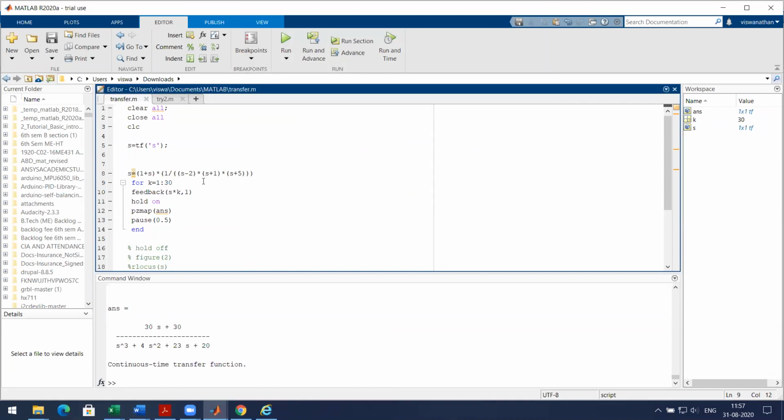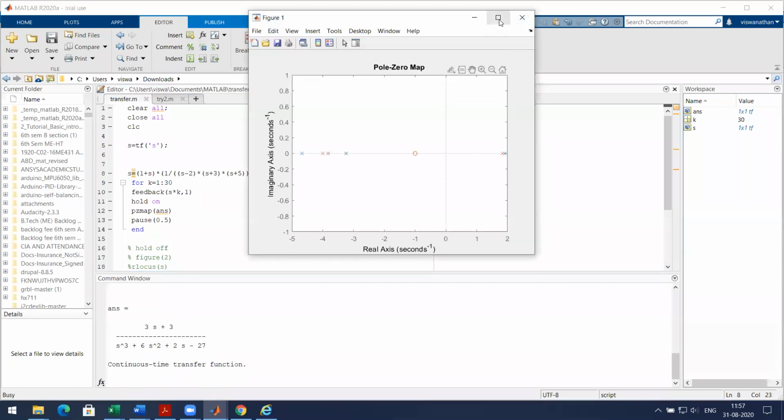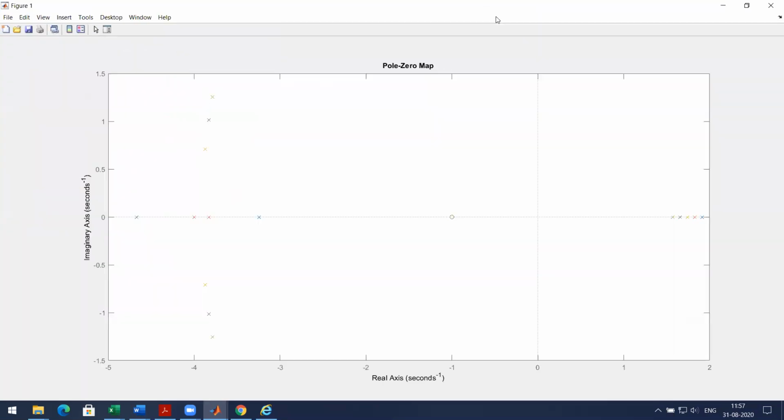Any questions? Any questions? So I'll just change some values. You can see this pole is coming to the 0, and these two poles have met, and this is going to infinity, this is going to infinity, and this pole is trying to come to the 0.